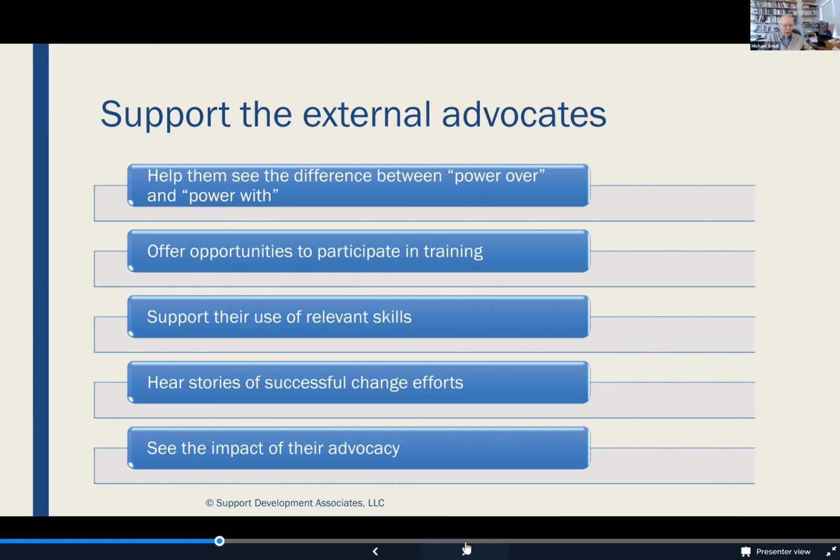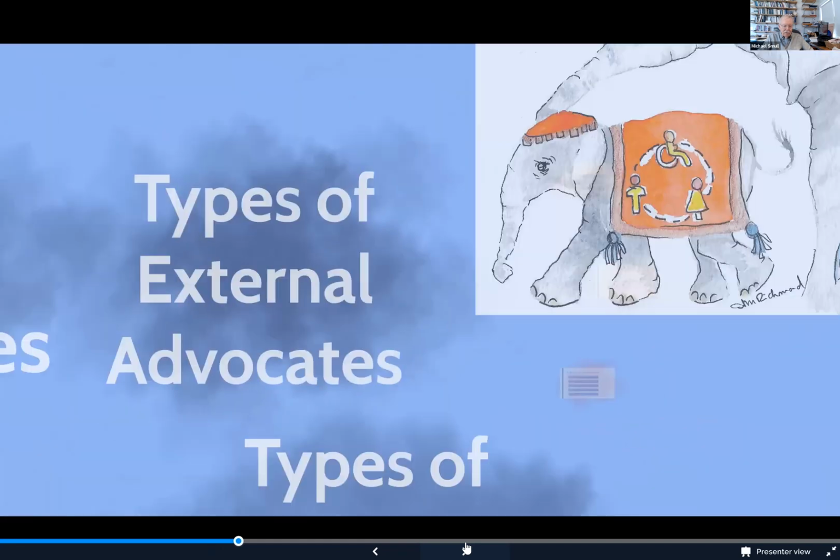They're not only external advocates, they're internal advocates. Bob's going to share some ideas about that.